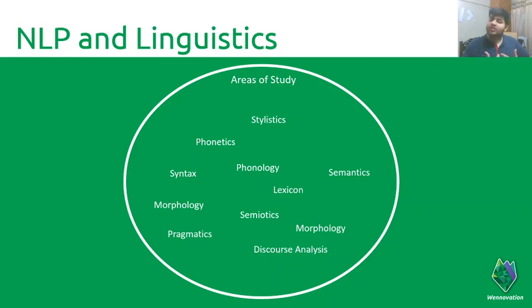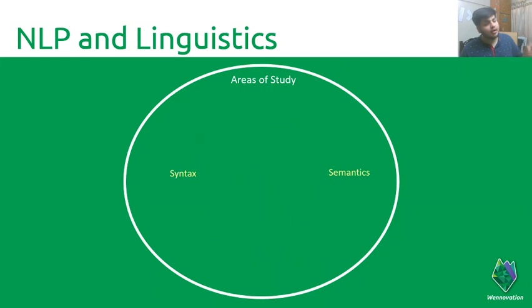But for us machine learning engineers and data scientists, we just need to learn two areas of study of linguistics to understand natural language processing, and they are syntax and semantics. So we will be studying both of them one by one. The first thing that we need to study is syntax.